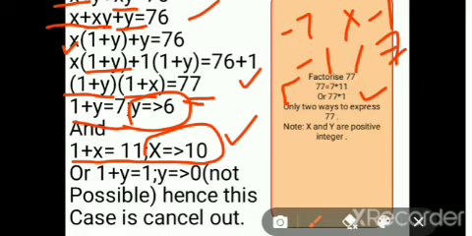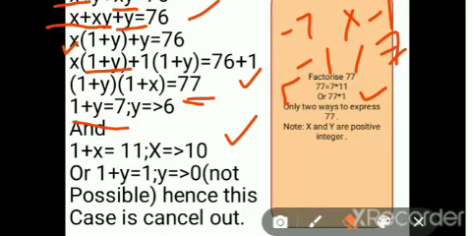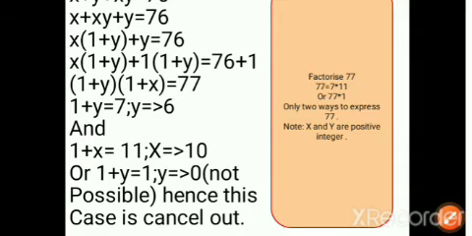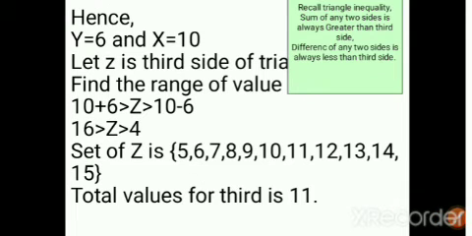Another case here, 1 plus y is 1, because we can also express 77 as 77 into 1. If 1 plus y is equal to 1, then y comes to 0, and 0 is an integer, but 0 is not possible because y is one of the sides of a triangle. So this is not possible, I eliminate this case, and we are left with only one case here, y is equal to 6, then x equal to 10. Clear? Okay, now move to the next part of the solution.